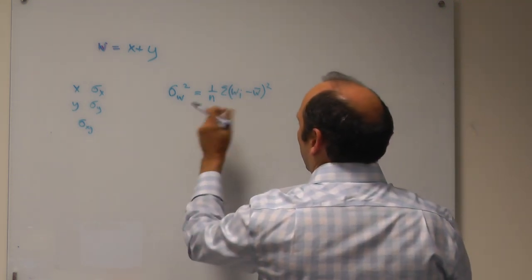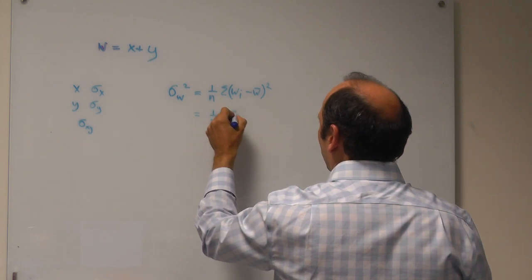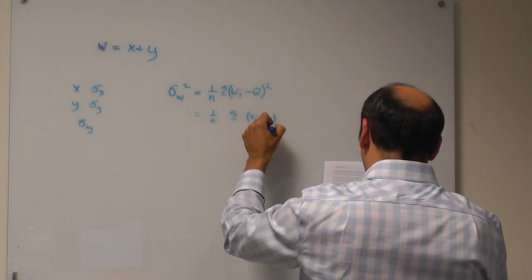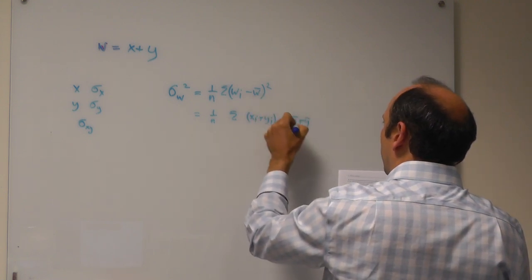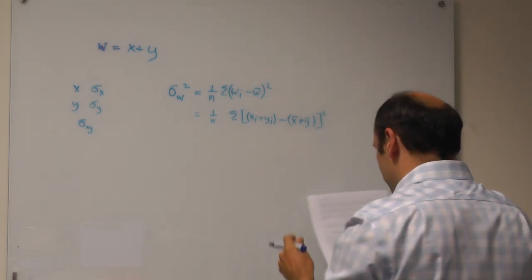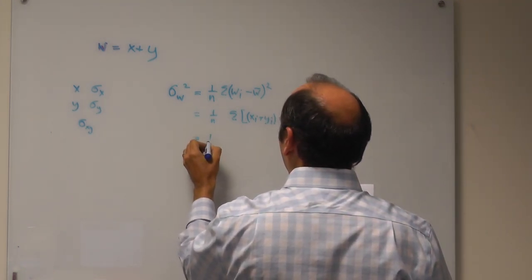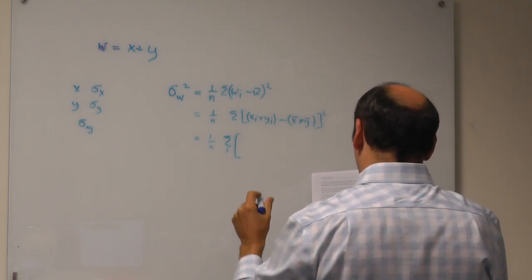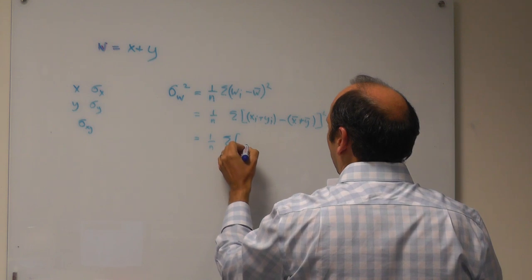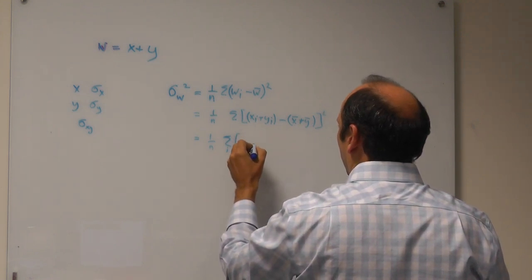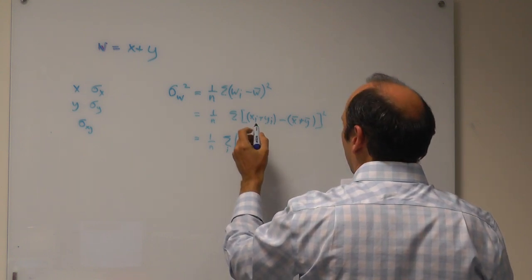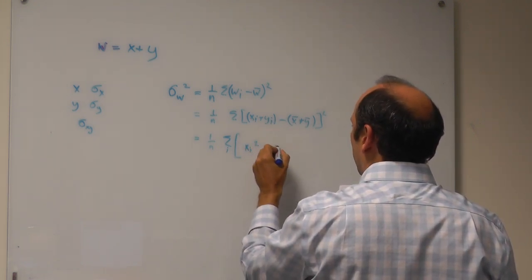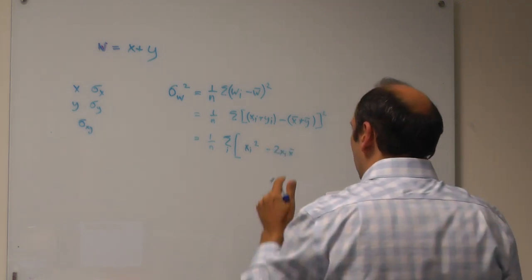Now I have to figure out how to multiply that out. So I have 1 over n times the sum of my xi plus yi, that's wi, minus x bar plus y bar, that's w bar, all squared. Okay, so now I've got to figure out how to expand that out. So I've now got the sum over all i of, when I multiply this out, an xi squared, and then an xi times an x bar. I can do that two ways, so I get a minus sign, minus 2 xi x bar. And I'm going to get an x bar squared.